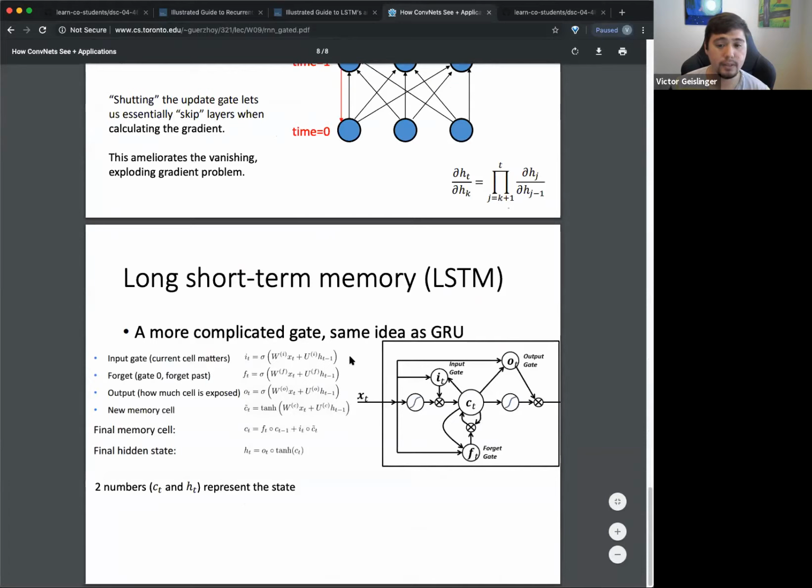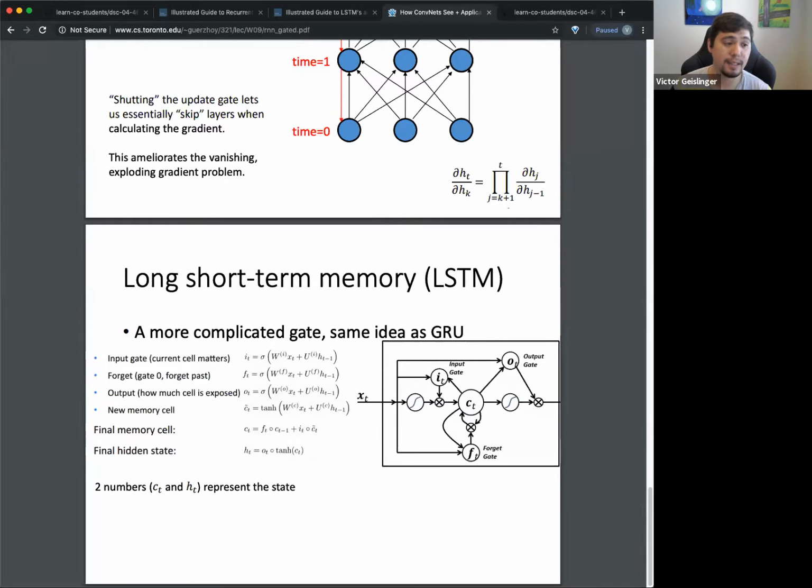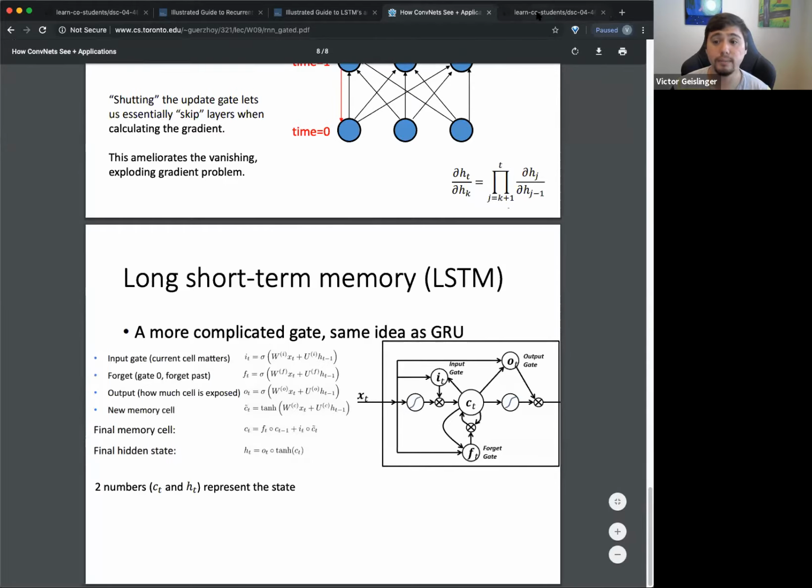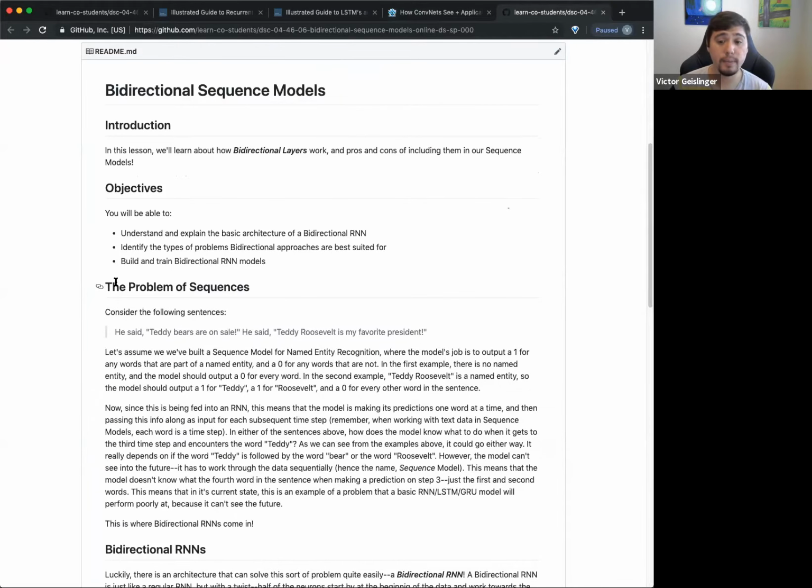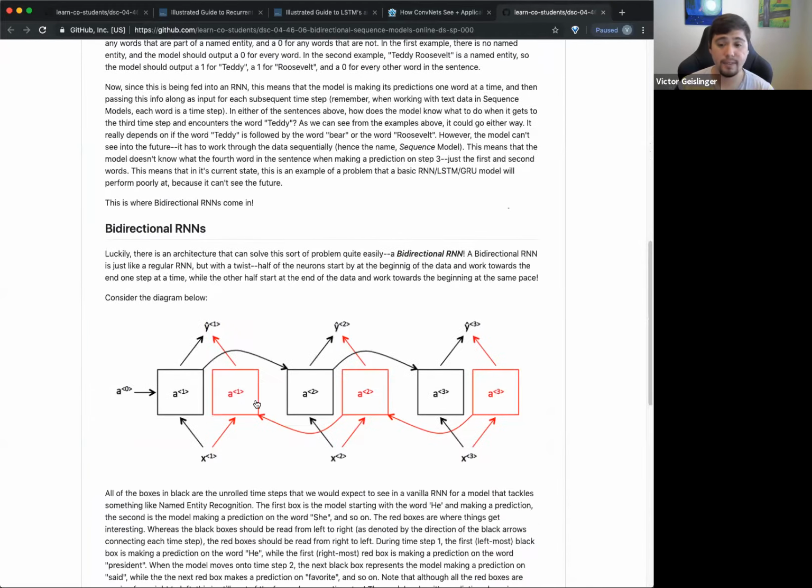But anyway, I thought it was kind of an interesting way that they presented this. Okay. So the last thing I'm going to talk about, just very, very briefly, is the concept of something called a bidirectional RNN. So again, this is from the curriculum. And the idea here is that we have a bidirectional RNN.